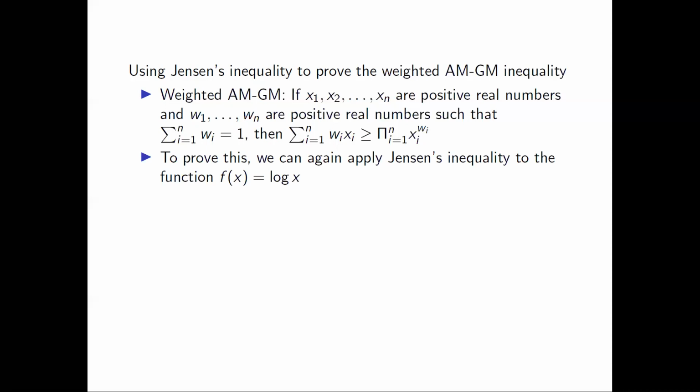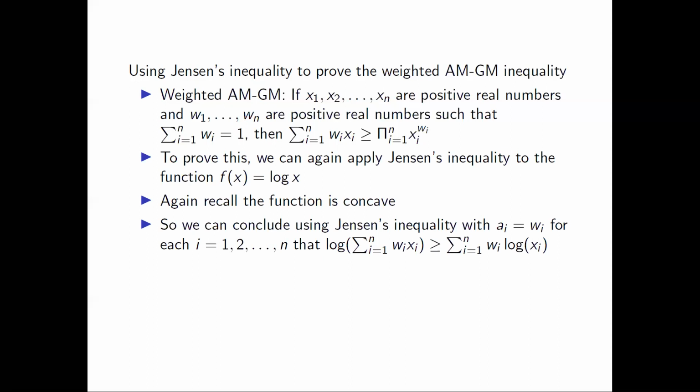We're going to use the same function, f of x equals log base e of x. The function is concave on the open interval from 0 to infinity. So we'll use Jensen's inequality. This time, we'll have the weights be the wi's instead of 1 over n. And this gives us that log of the sum from i equals 1 to n of wi xi is greater than or equal to the sum from i equals 1 to n of wi times log of xi.